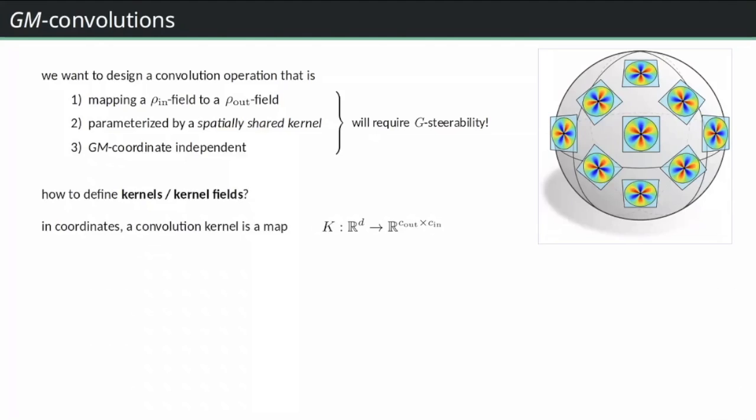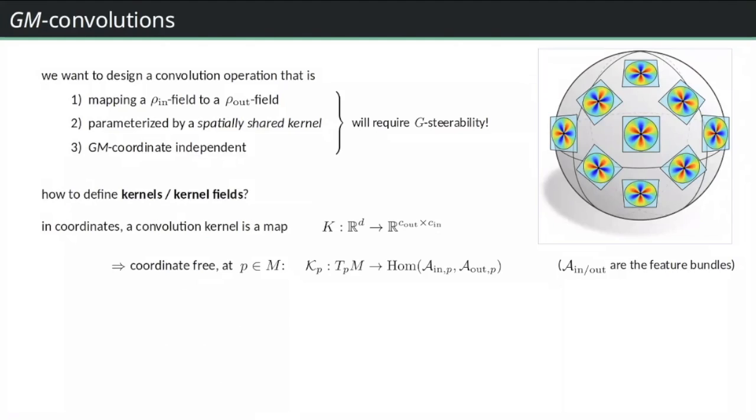Okay, so we have to think about what the kernel is on a manifold. And we saw before in steerable CNNs that in coordinates, the convolution kernel is just a map from R^d to matrices which are C out times C in dimensional. And we will use exactly the same construction here. But now we need to lift that on a manifold somehow. And this kind of suggests, since we identify R^d with our tangent space at point P, that our kernel at P is a map from T_P M to Hom(A_in,P, A_out,P), and these are our feature bundles.